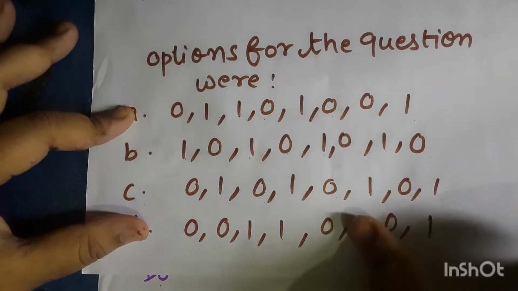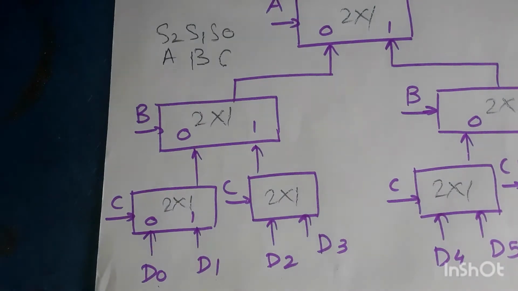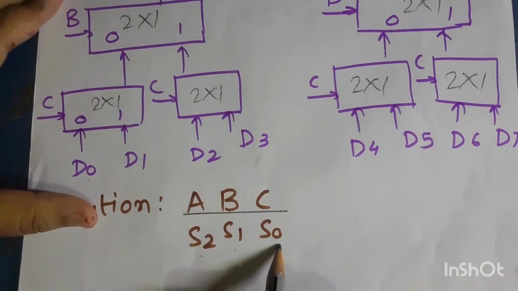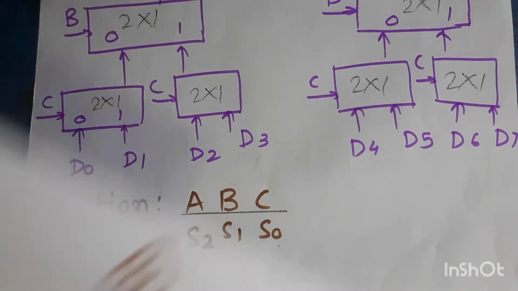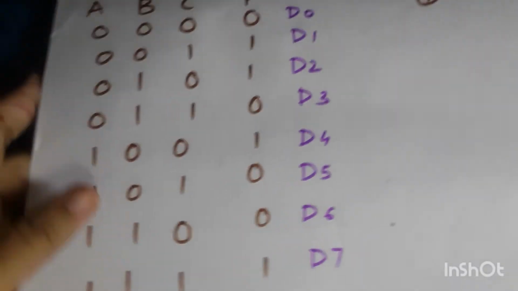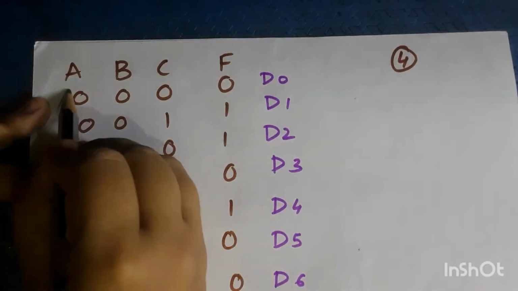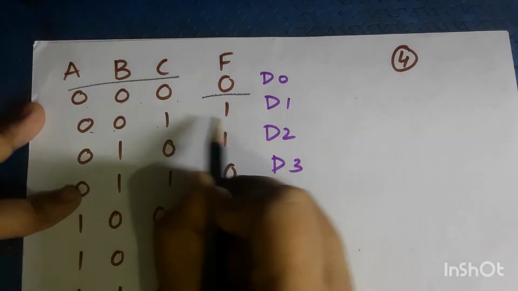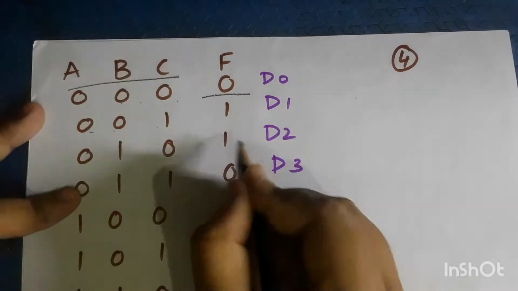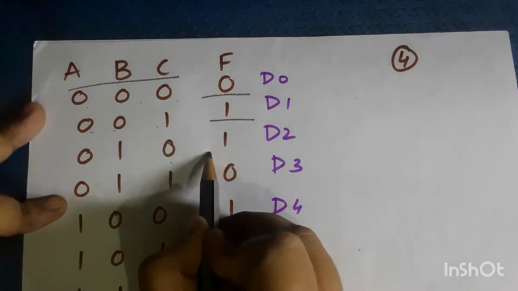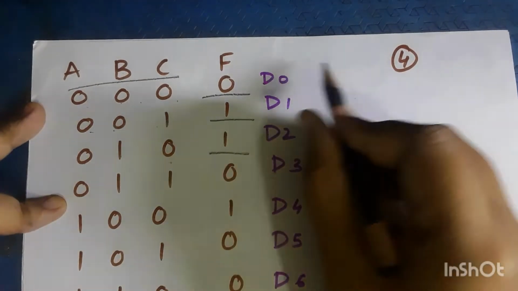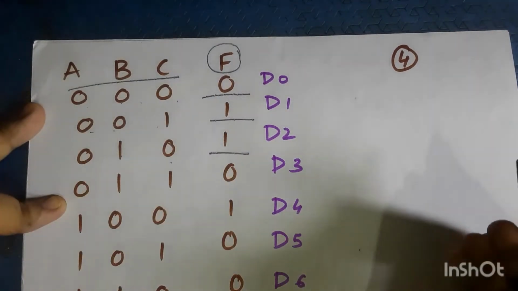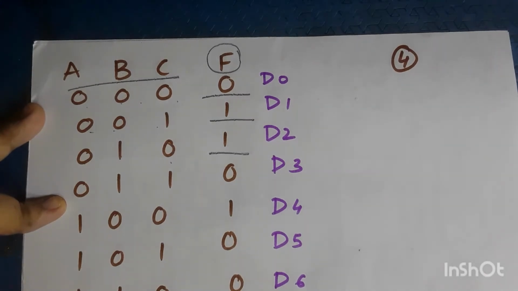Now, let's look at the solution. What we spoke about, ABC is S2, S1, S0. If I write F in terms of ABC, then 0, 0, 0 gives 0. 0, 0, 1, if I add A plus B plus C, gives 1. 0, 1, 0 gives 1. What we understood is that output F is the function of the addition of A, B, C. That was the question.